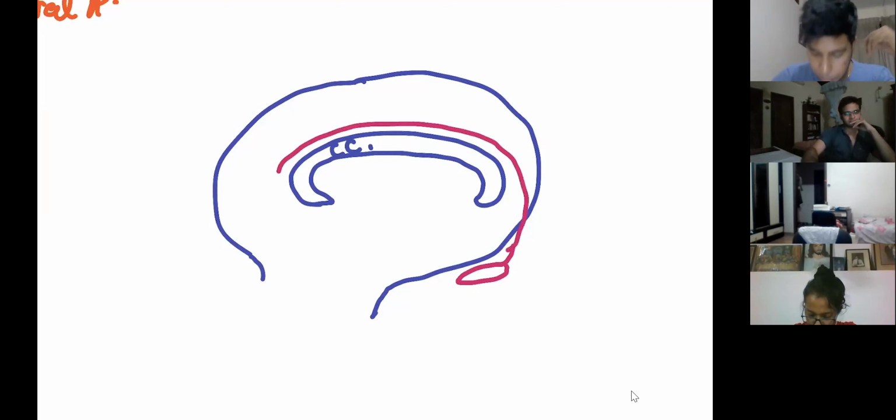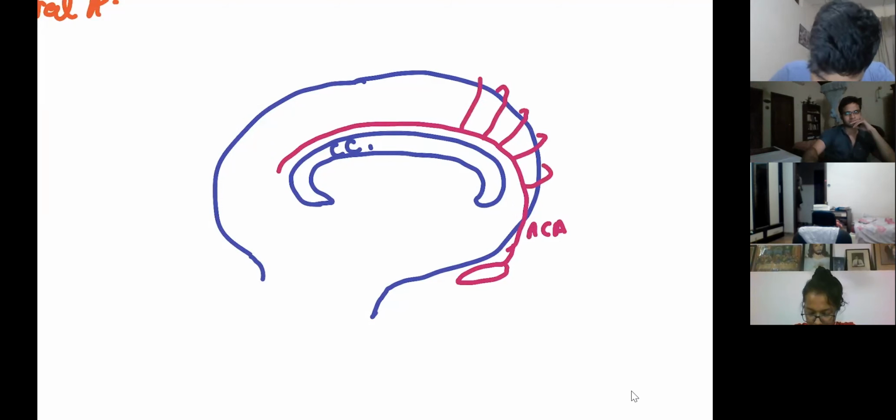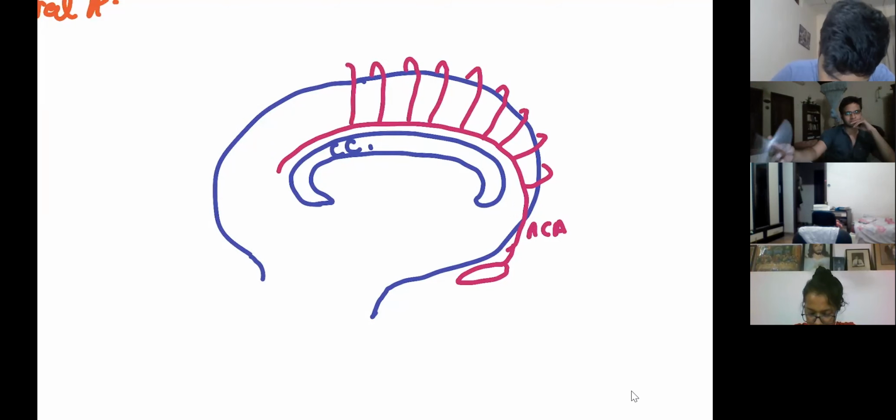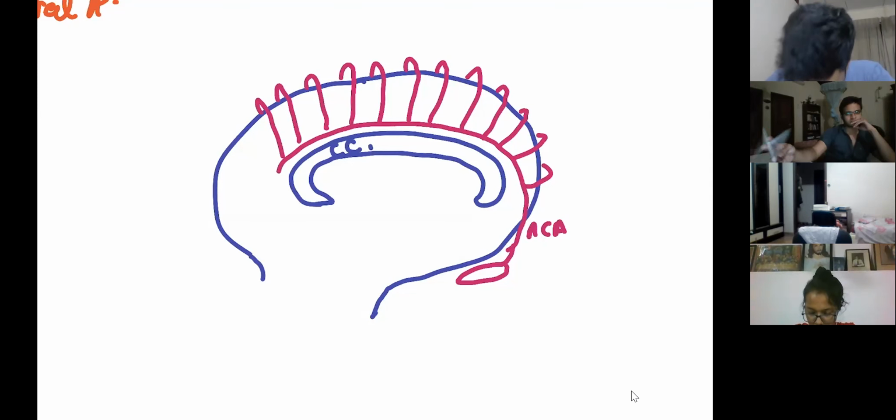This is how the anterior cerebral artery, the ACA, travels. It is going to supply the top aspect of the brain. I hope you guys understand this diagram. It's not hard. This is how the anterior cerebral artery travels.